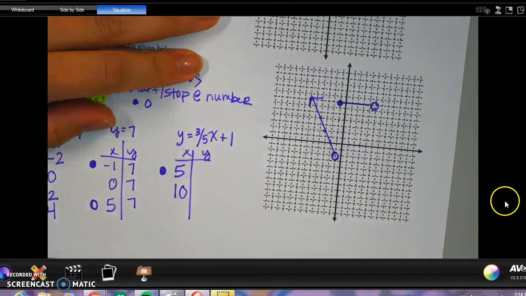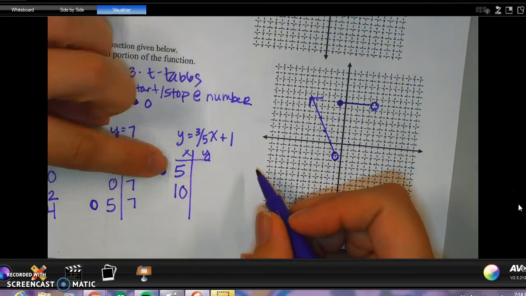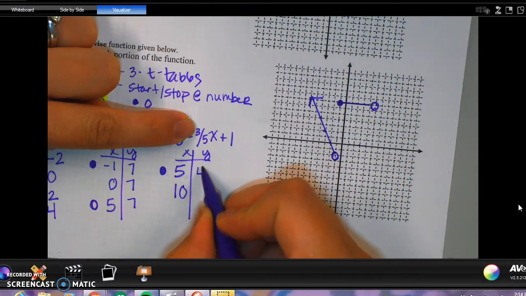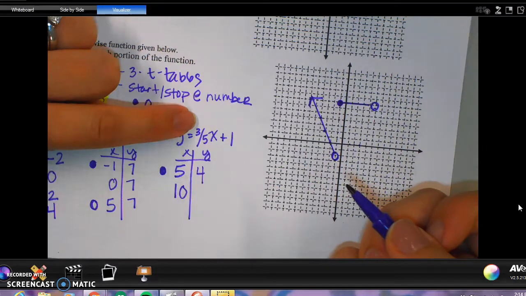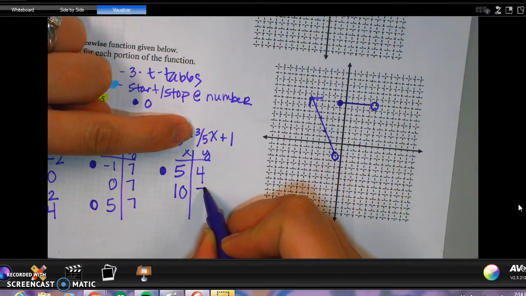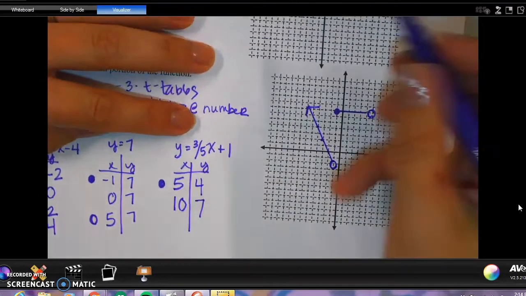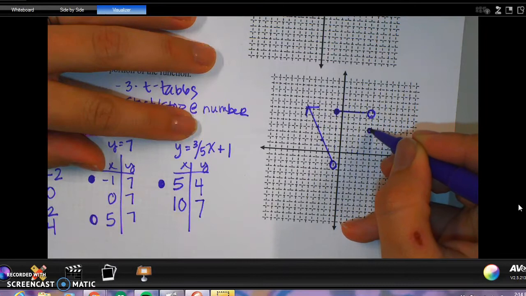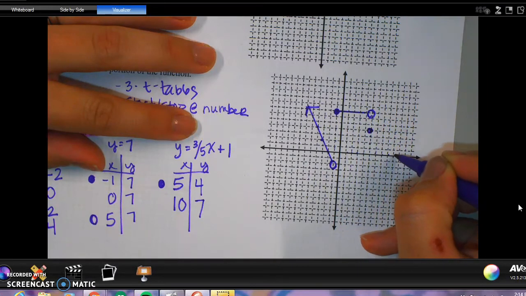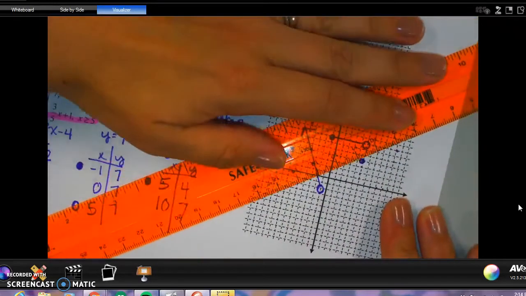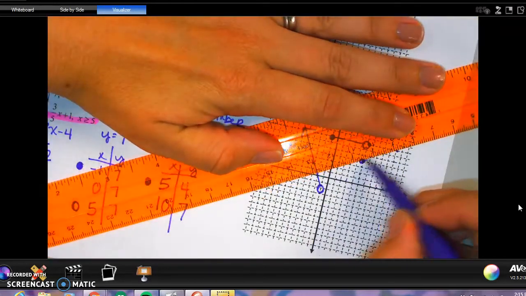And then the last one here, I'm going to plug in 5. 3 times 5 is 15. 15 divided by 5 is 3. 3 plus 1 is 4. You can pause here and do it in your calculator. So this one's going to be 30/5, which would be 6. 6 plus 1 is 7. So again, do it in your calculator. So then at 5 over 4 up, you're going to have a closed circle. And the next dot I have goes there. This is my final line.